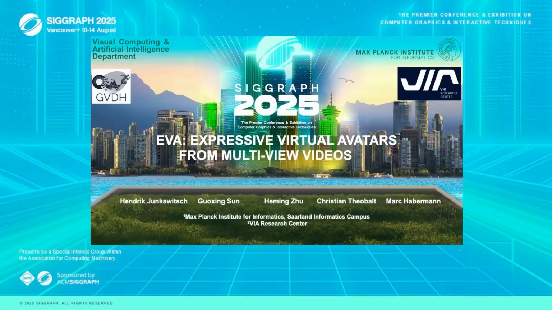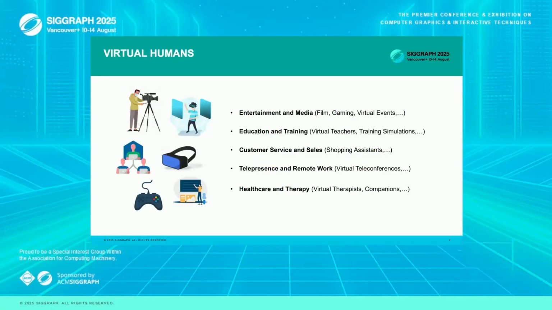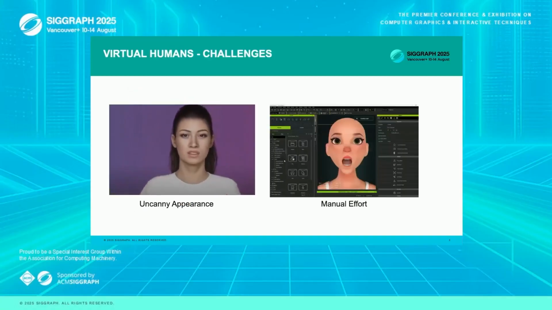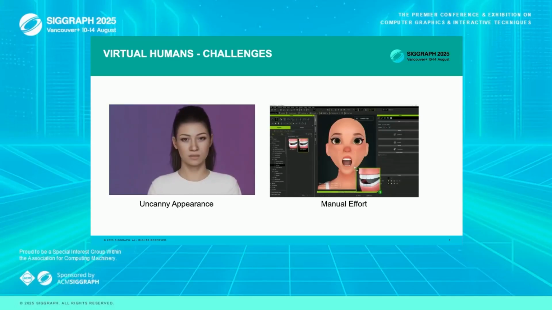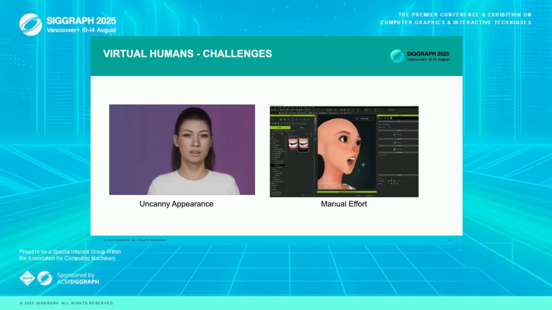I will be presenting this talk on expressive virtual avatars on behalf of the authors who unfortunately could not attend due to a variety of reasons. So virtual humans are becoming essential in many fields. We see them in telepresence and remote work, in entertainment like gaming and virtual events, in education as virtual teachers, and even in healthcare as virtual therapists. While the applications for virtual humans are vast, creating them presents significant challenges that have hindered their widespread adoption.